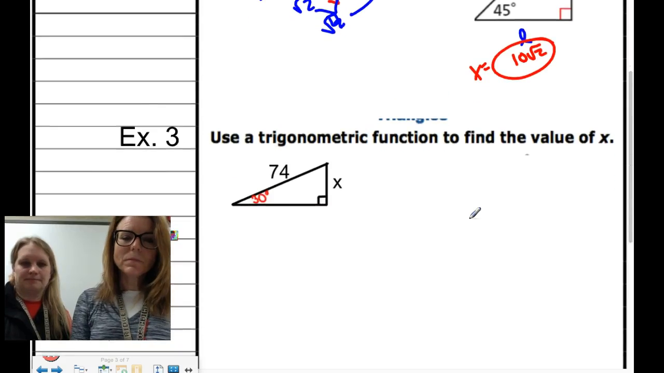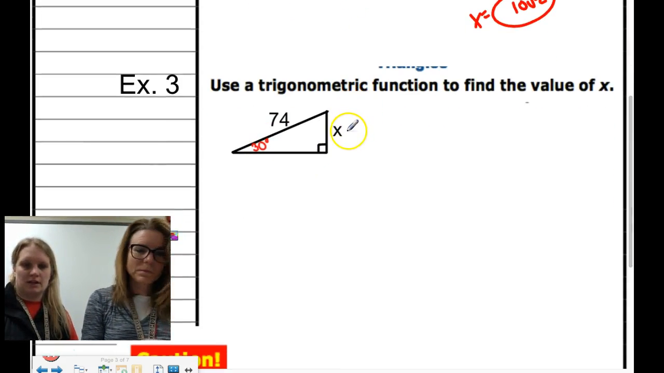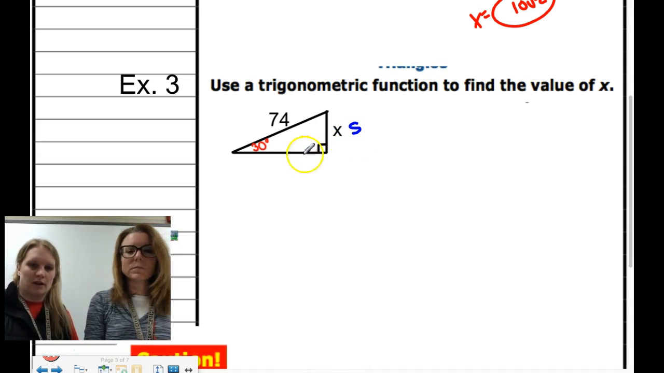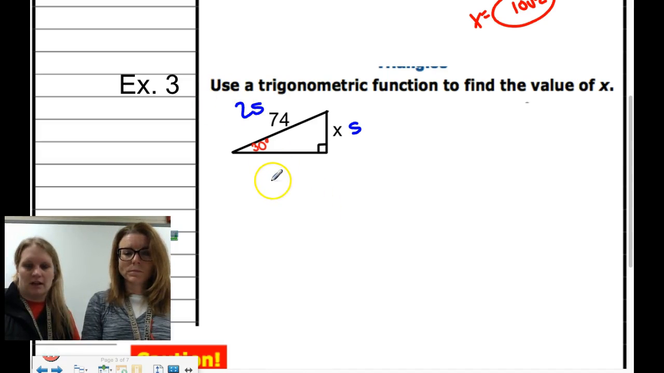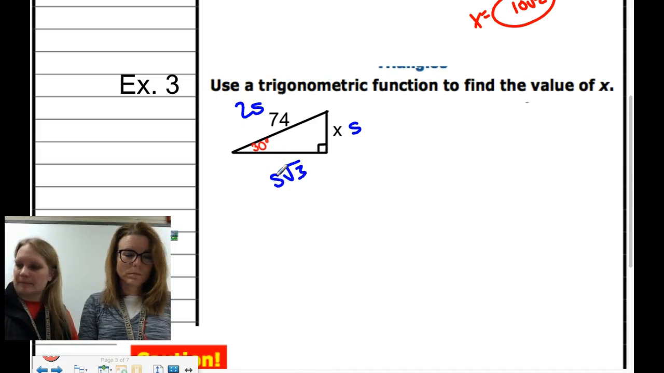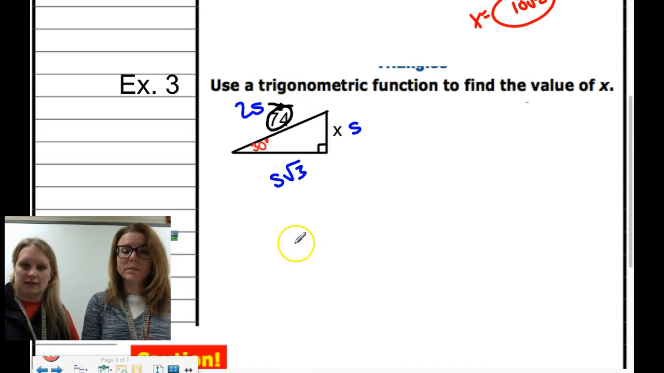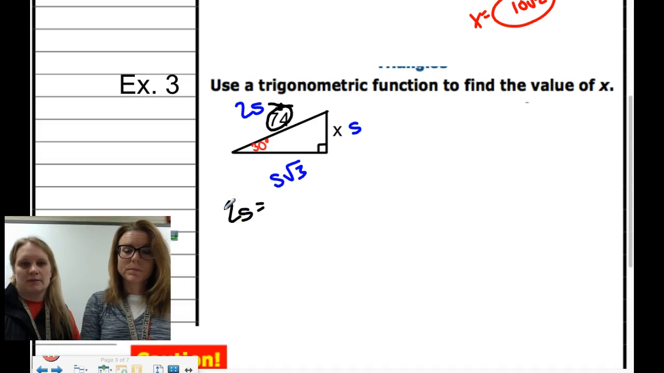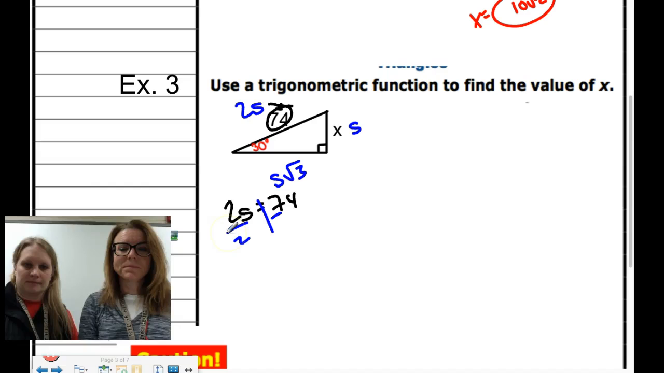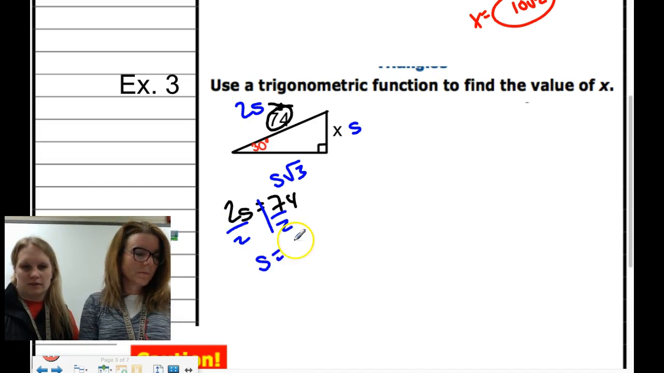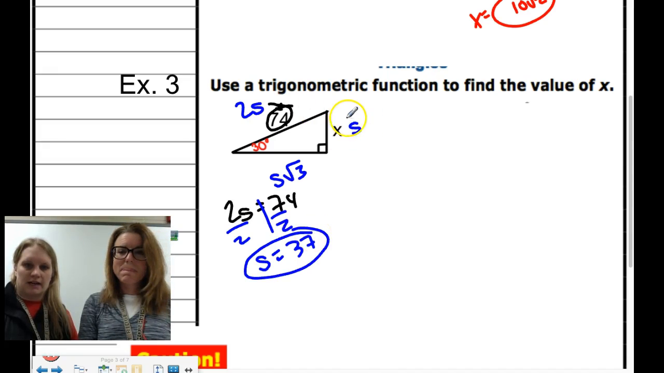All right. Should we try this one? Sure. So across from 30 is our X or S, whatever you want to call it. Here's our S2 or 2X, whatever you want to call it. And this one's S√3. So this time we know this one, 74. So that's our equation: 2S equals 74. Oh, this is easy. Just divide by 2. So S equals 37. Great. Done. So this side is 37.